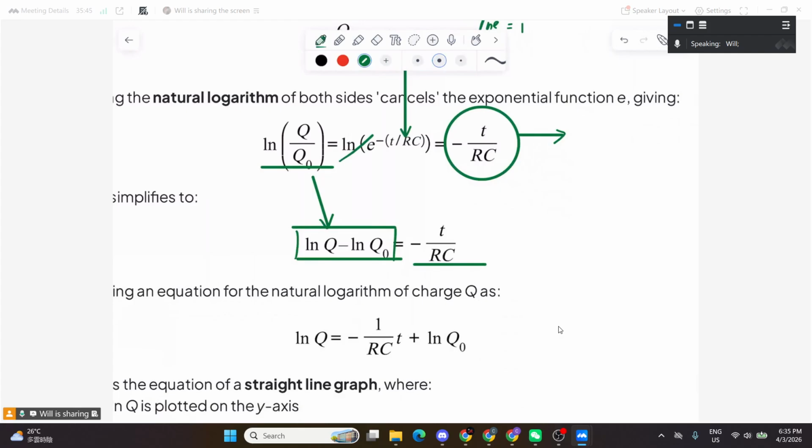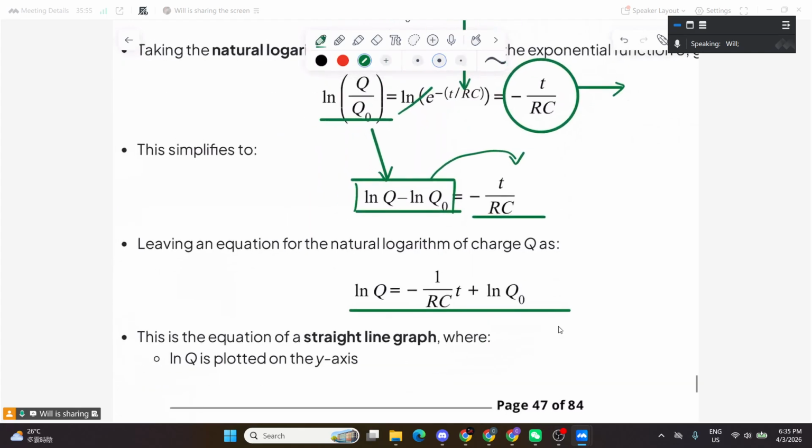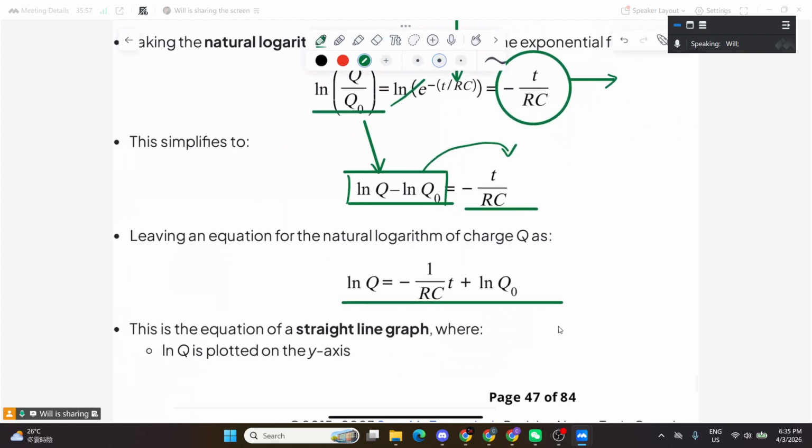Understand that? Okay. And we shift the initial value, the constant, to the right side, and we can get this one. Why are we getting this one? Because we want to find the straight line graph. This one represents the y-axis, and this one, the time t, represents the x-axis.